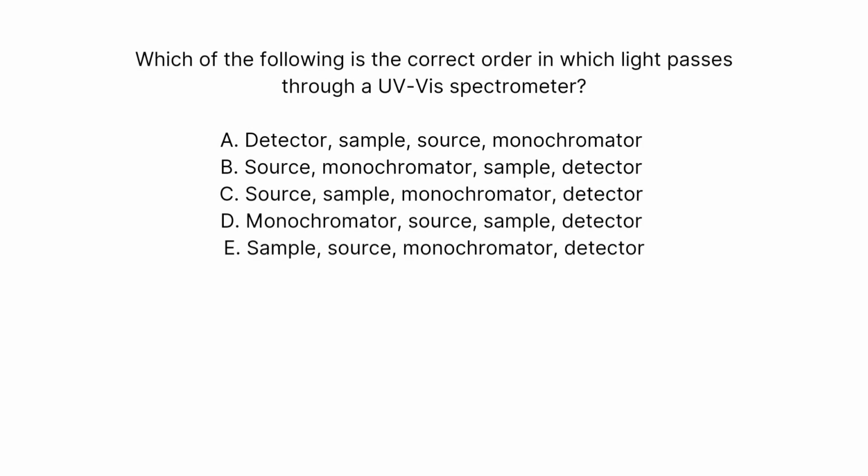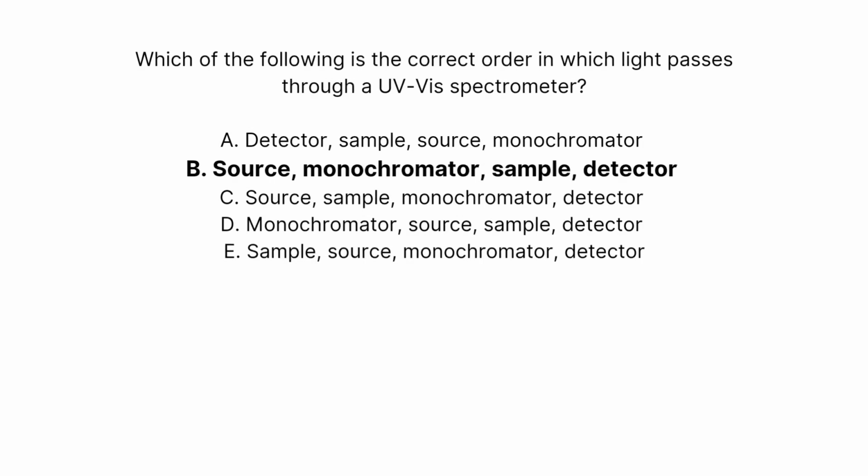Which of the following is the correct order in which light passes through a UV-Vis spectrometer? Letter A, detector, sample, source, and monochromator. Letter B, source, monochromator, sample, and detector. Letter C, source, sample, monochromator, and detector. Letter D, monochromator, source, sample, and detector. Letter E, sample, source, monochromator, and detector. The answer is letter B, source, monochromator, sample, and detector.